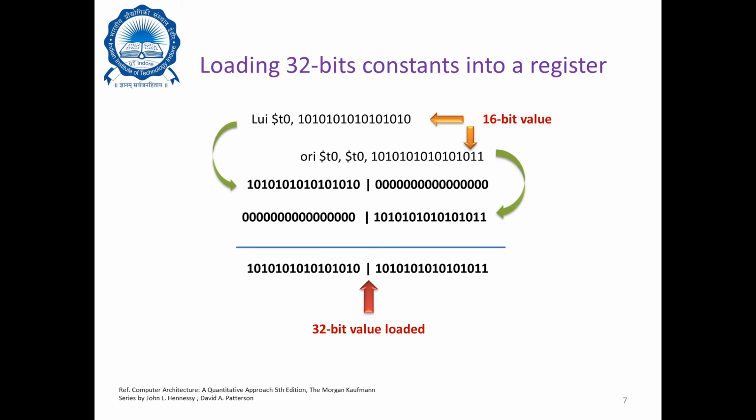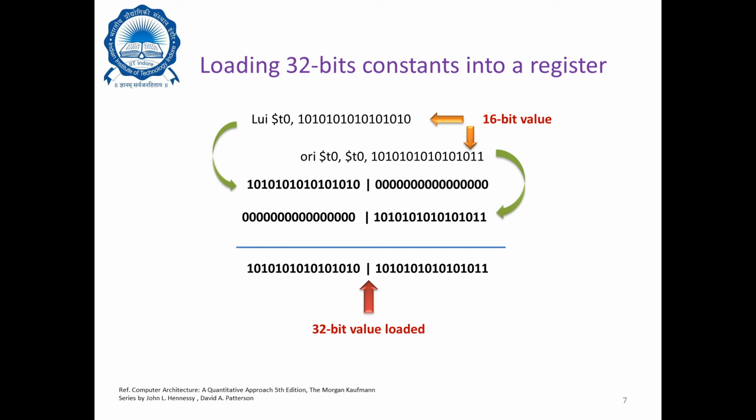Now this example is pretty interesting, because in this we are trying to load a 32-bit constant value onto a register. Usually if you see the I-type format, it will have a 16-bit value but not a 32-bit value, right? But here, what if we try to load a 32-bit constant into a register? So there is a way to do this.